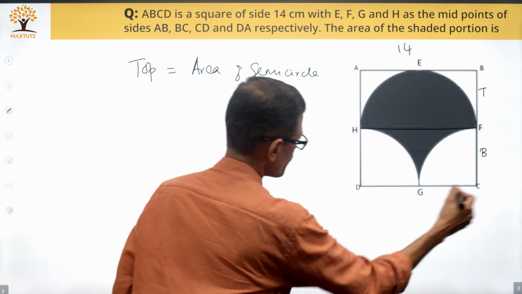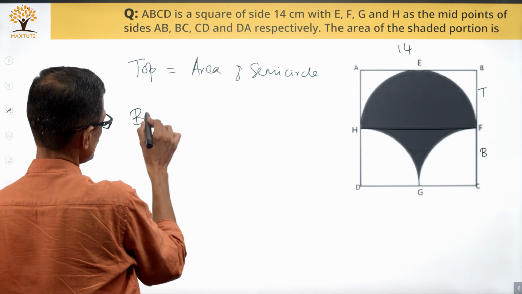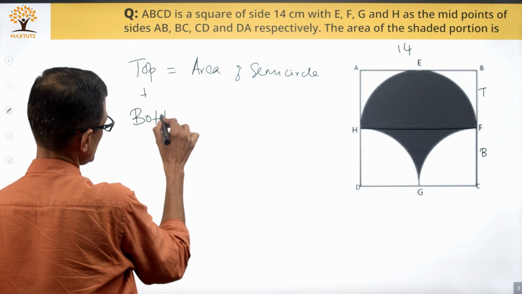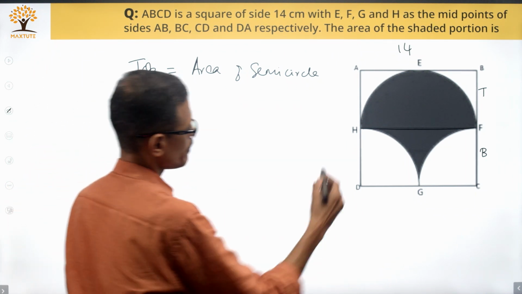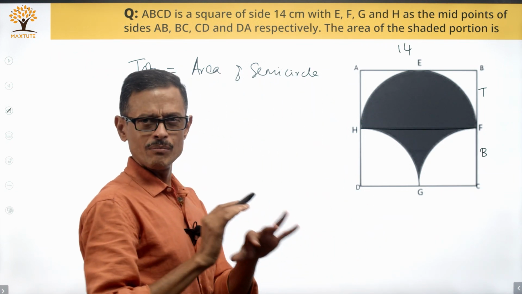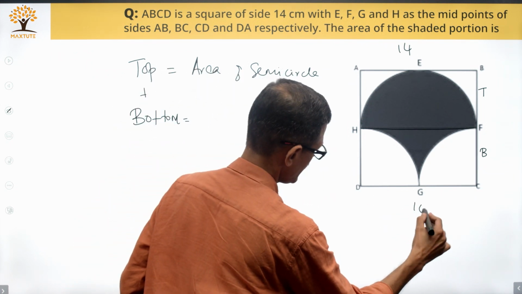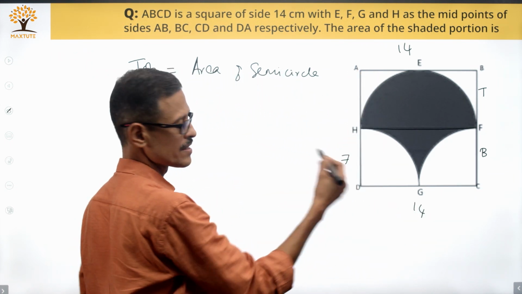Let us come to the bottom part, right. The total area is equal to the top part area plus the area of the bottom part. Bottom part, we have a rectangle. Measures of the rectangle are known to us. This is a 14, this is a 7, because the entire length is equal to 14.